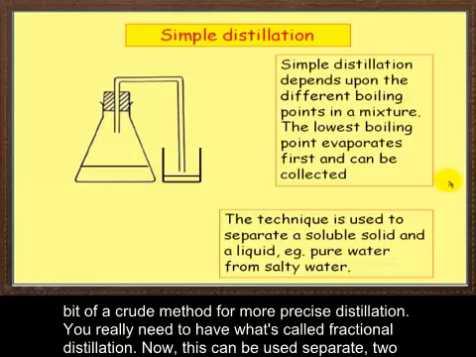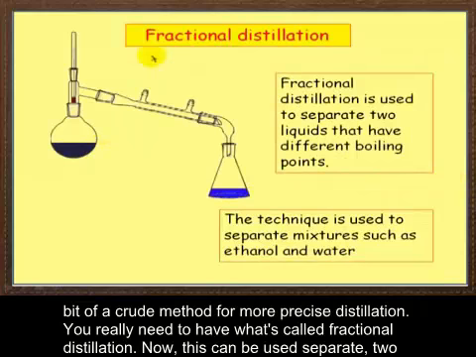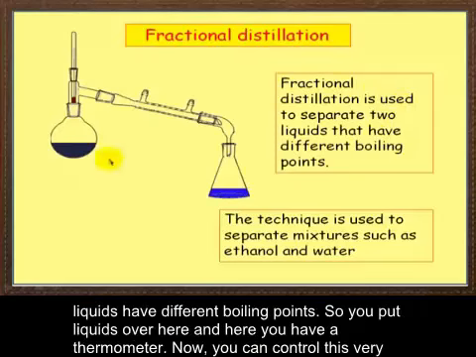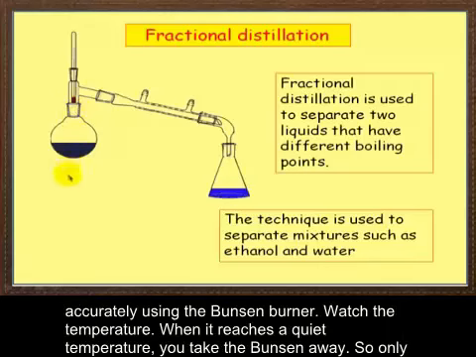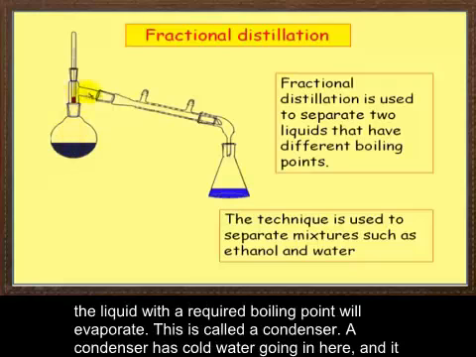For a more precise distillation we really need to have what's called fractional distillation. Now this can be used to separate two liquids that have different boiling points. So you put the liquids over here, and here you've got a thermometer. Now you can control this very accurately, heating it with the Bunsen burner, watch the temperature. When it reaches the required temperature you take the Bunsen away. So only the liquid with the required boiling point will evaporate, come down.